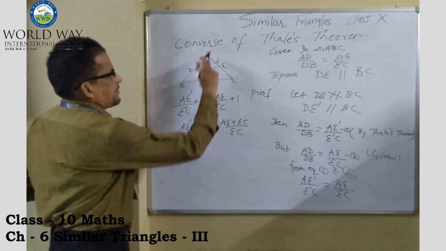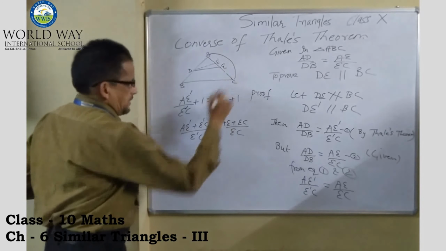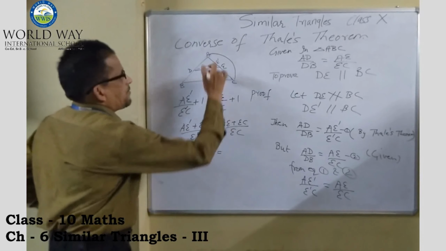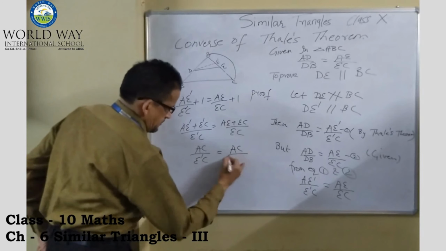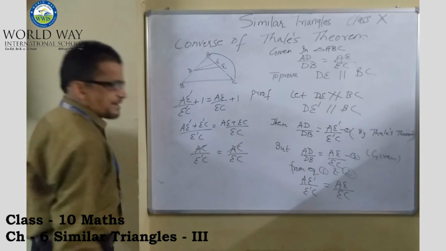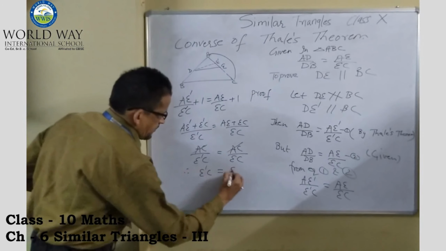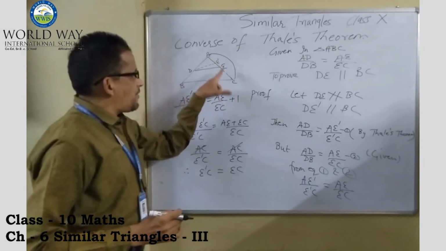Look at the diagram. AE dash plus E dash C is what? It is AC. Again look at the diagram. AE plus EC is what? Again AC. AC से AC cancel. So therefore E dash C is equal to EC. Look at the diagram. EC is equal to E dash C.